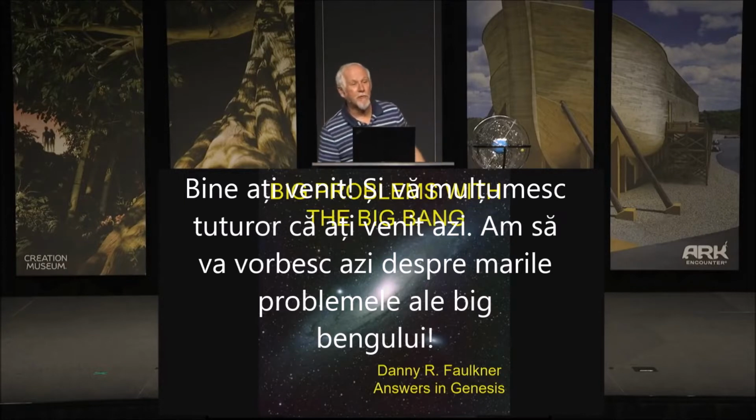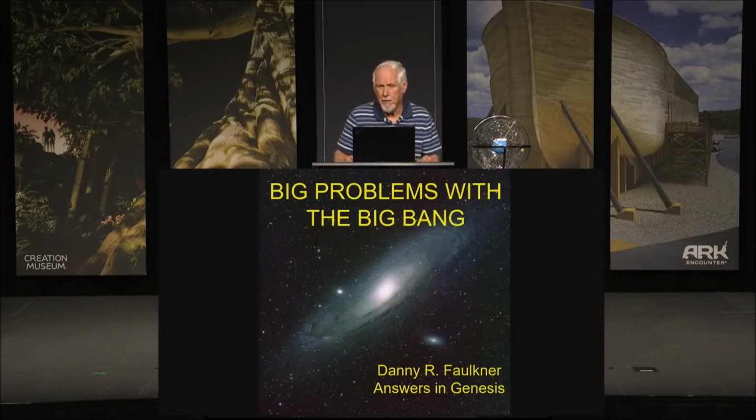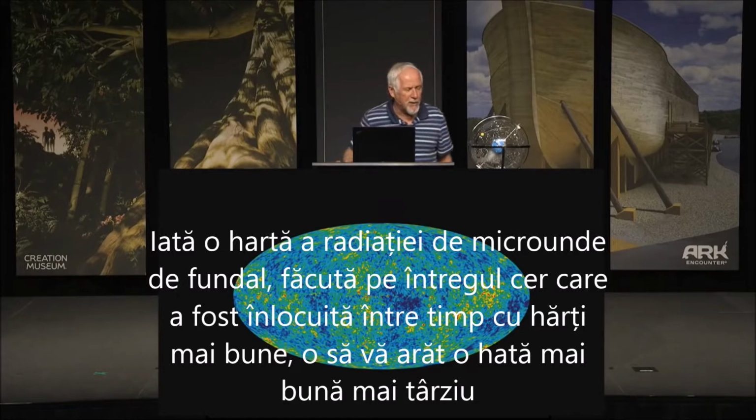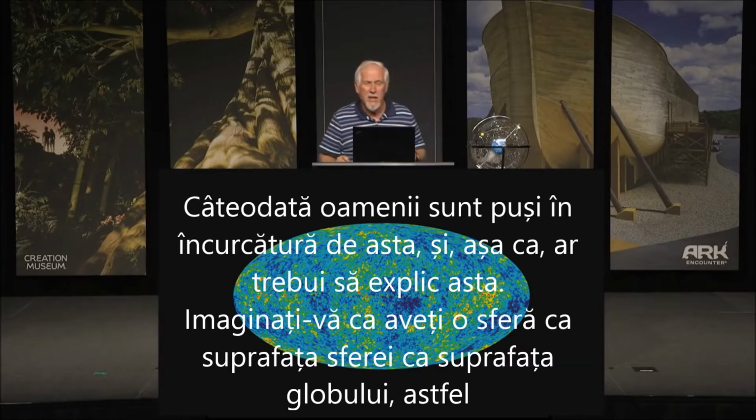Welcome, and thank you all for coming today. I'm going to be speaking today about big problems with the Big Bang. Now here's a map of the cosmic microwave background sampled over the entire sky that we replaced with better maps, and I'll show you a better map a little later. Sometimes people are a little puzzled by this, and I should explain this.